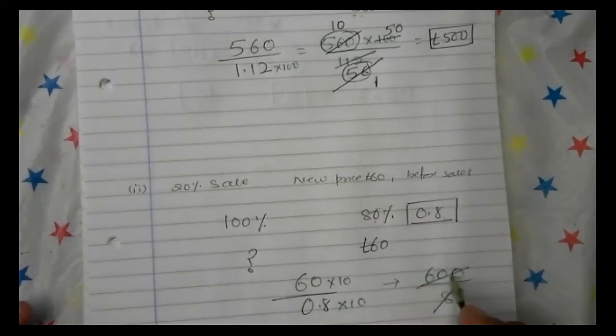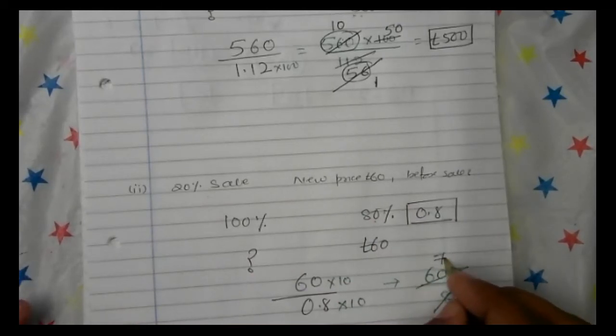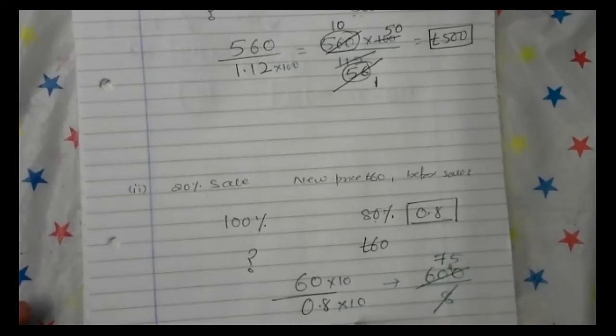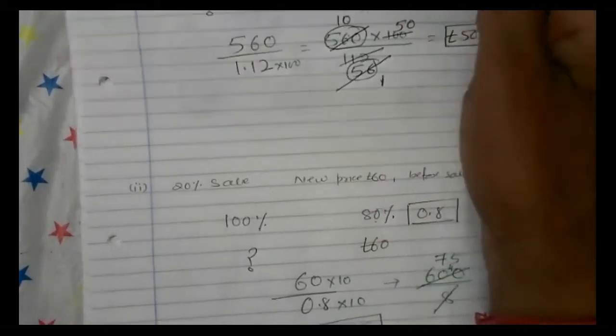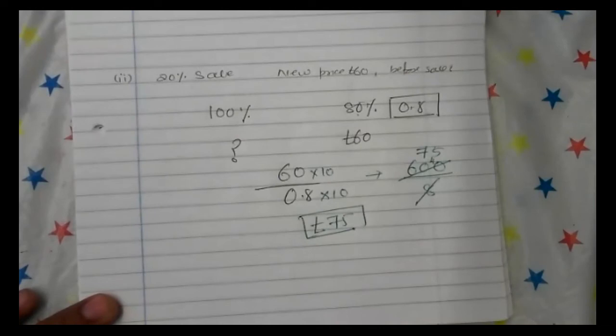8 goes into 60 seven times, 56, remainder 4. 8 goes into 45 times. The answer is £75. Okay, the answer to this question is £75.